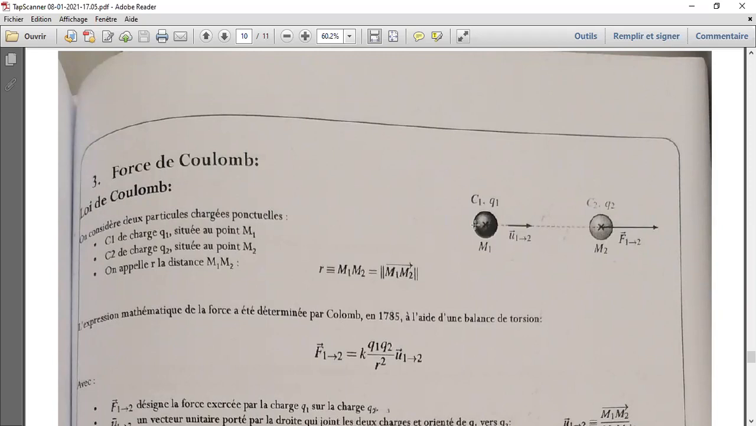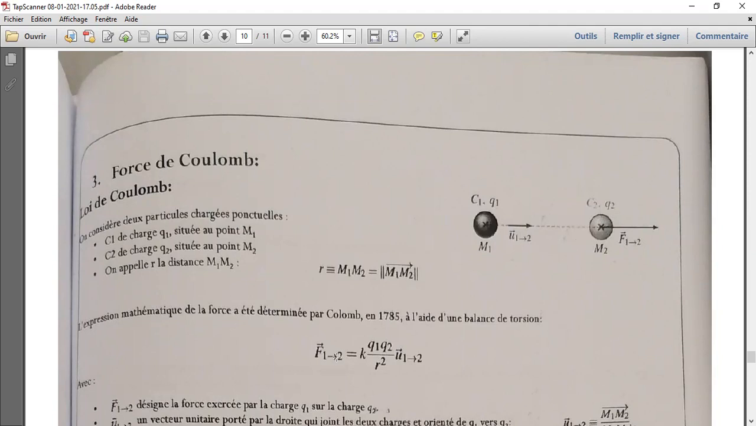They can phrase the question as, calculate the vector force from 2 towards 1. That means the particle creating the force is Q2 towards Q1. But in this case, the charge 1, Q1, the particle C1, is the one creating the force on Q2.